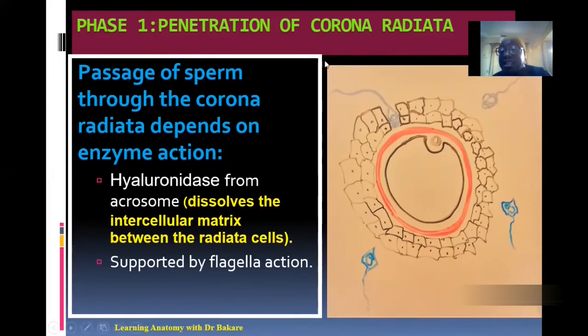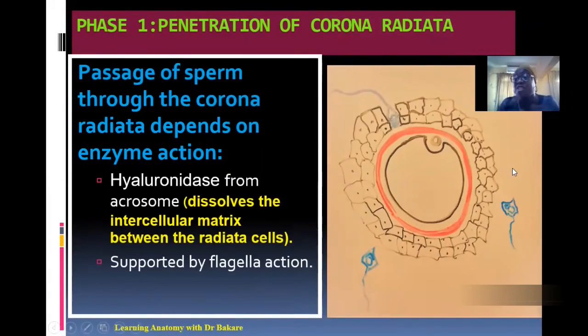Flagellar action of the sperm cell is also important in this regard. We said that mitochondria are located within the middle piece, and these mitochondria produce energy in the form of ATP for the tail, so that the tail has more strength to flip. As it is flipping, it also increases the strength at which it is moving, so it can push harder to force penetration through the corona radiata cells. We can see that it is a collection of events that allows the penetration of the sperm cell through the corona radiata. A number of events occur before this can be allowed.